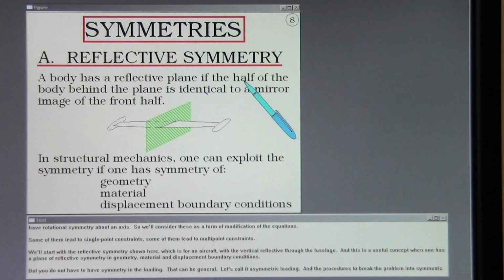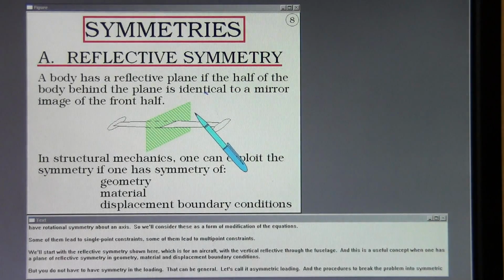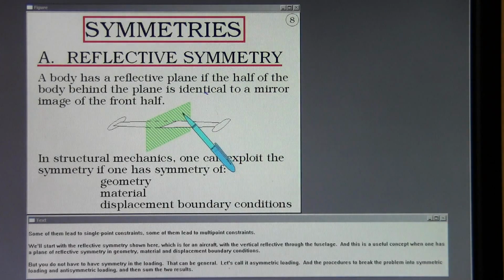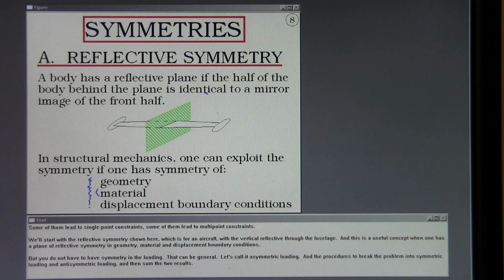We'll start with the reflective symmetry shown here, which is for an aircraft with a vertical reflective plane through the fuselage. And this is a useful concept when one has a plane of reflective symmetry in geometry, material, and displacement boundary conditions. But you do not have to have symmetry in the loading. That can be general. Let's call it asymmetric loading. And the procedure is to break the problem into symmetric loading and antisymmetric loading, and then sum the two results.